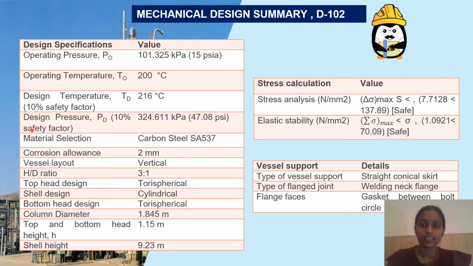The material selected is carbon steel SA537, since the mechanical properties of the carbon steel are greater resistance to atmospheric corrosion, and it is also more economical. The corrosion allowance is 2 mm since severe corrosion is not expected. The top and bottom of this distillation column are torispherical and the body is cylindrical. The stress calculation conducted, the stress analysis and elastic stability, shows that the design is safe to be used. The type of vessel support is a straight conical skirt. This gives more stability and also mechanical support to the structure.